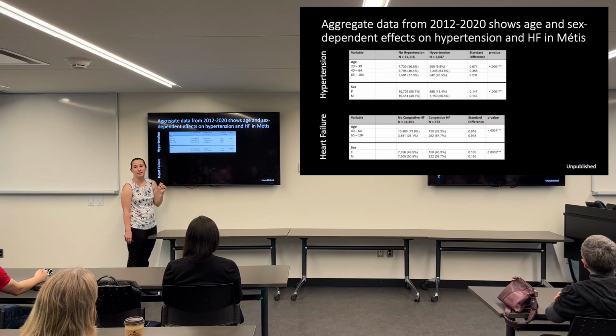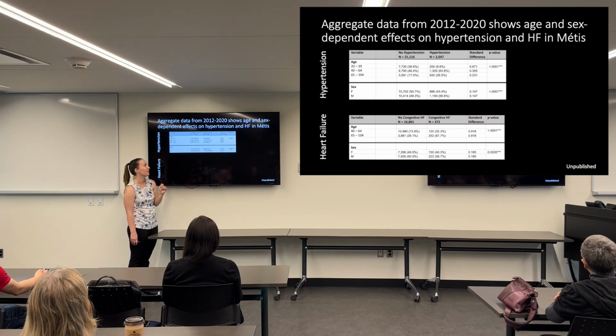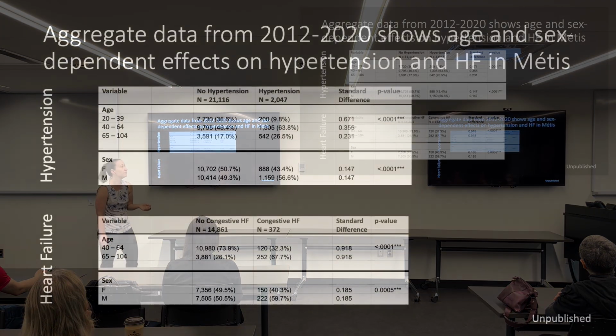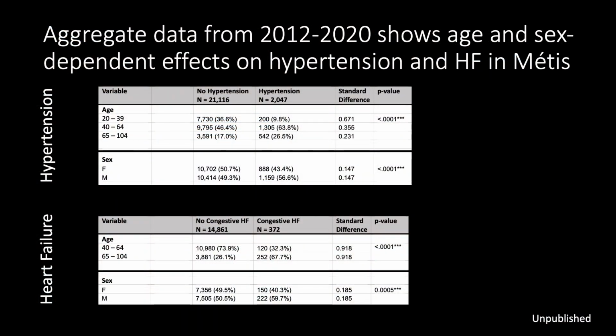And as many other studies have reported, the prevalence of hypertension increases with age. Another thing is that there are more men with hypertension than women. Likewise, when you look at heart failure, you see the same kind of trends where it increases with aging and also is once again more prevalent in men.